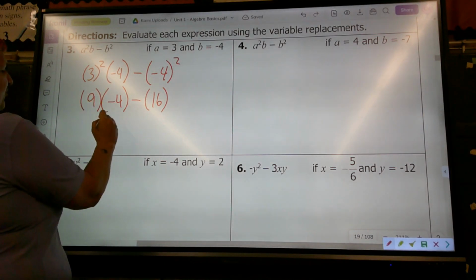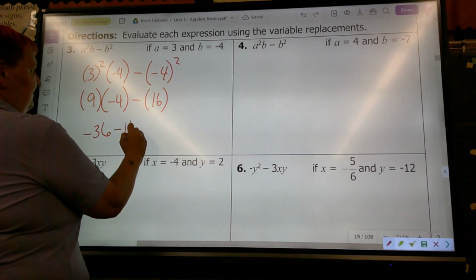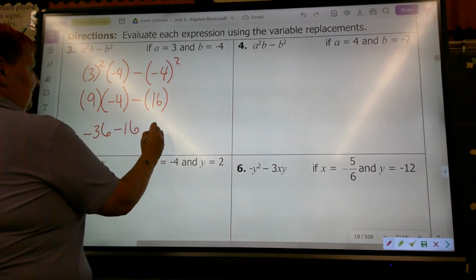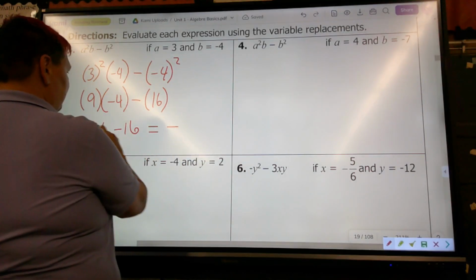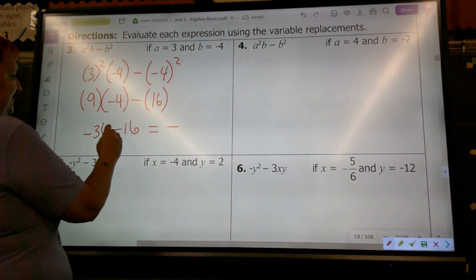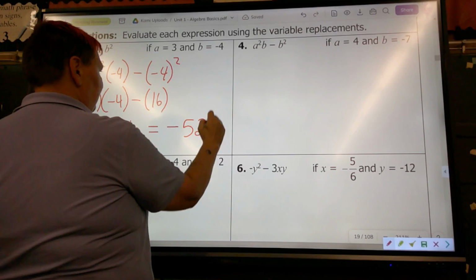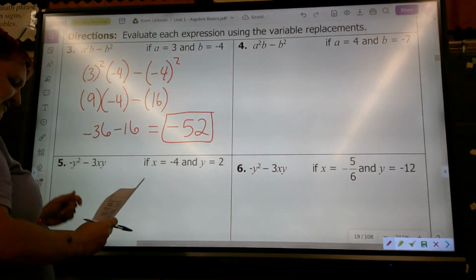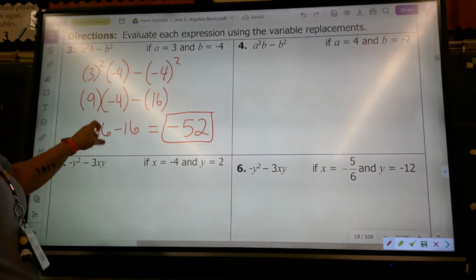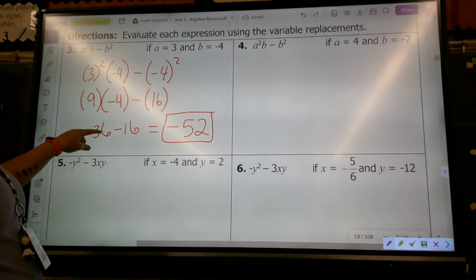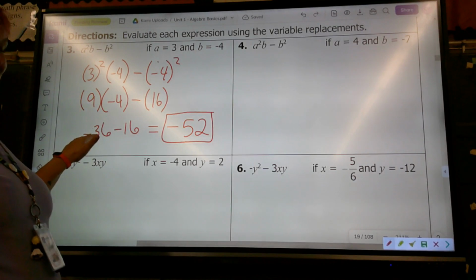9 times -4 is -36 minus 16. -36 minus 16 is negative, because they're both negative. I went back 36 and I went back 16 more, so I went back 52. 36 plus 16 is 52, so it's -52. Now you know why I stressed this so much. It would suck to get all this right and mess it up right here.